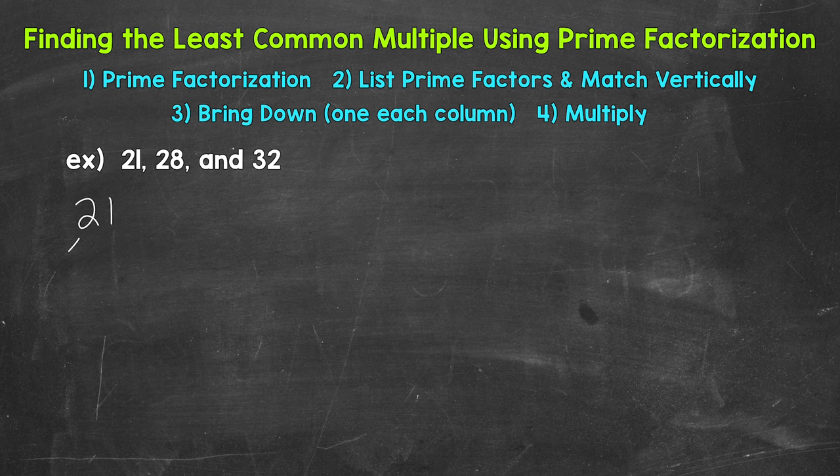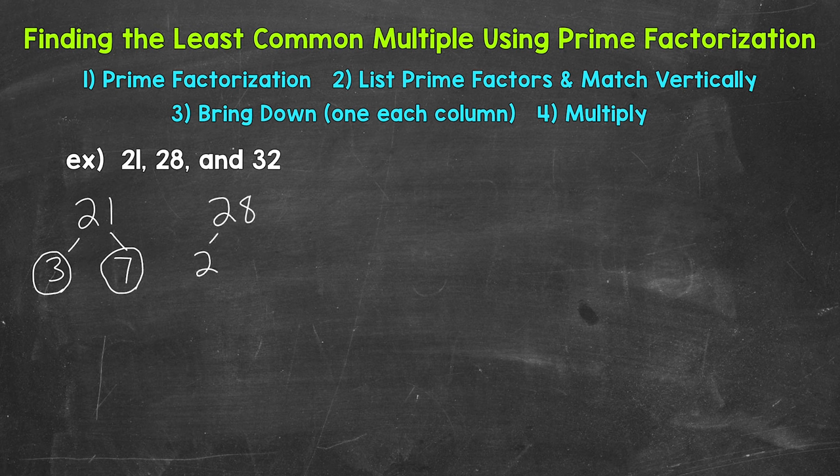3 times 7 equals 21, so 3 and 7 are factors of 21. Now 3 is prime, so we are done there. 7 is prime as well, so we are done there. And that's the prime factorization of 21. We can't break that down any further. Let's move on to 28.